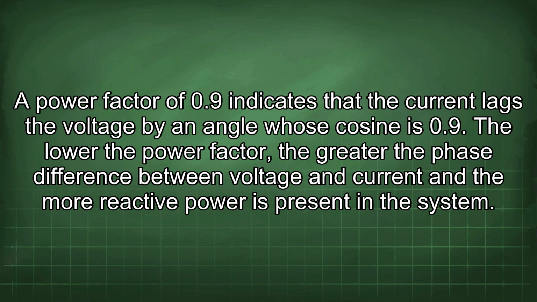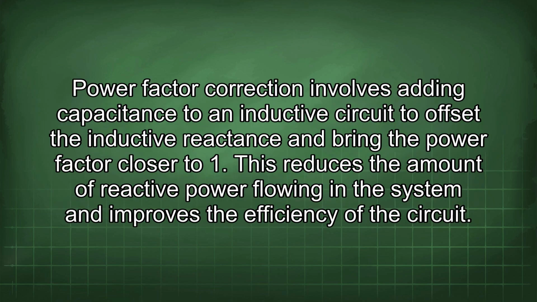The lower the power factor, the greater the phase difference between voltage and current and the more reactive power is present in the system. Power factor correction involves adding capacitance to an inductive circuit to offset the inductive reactance and bring the power factor closer to 1. This reduces the amount of reactive power flowing in the system and improves the efficiency of the circuit.